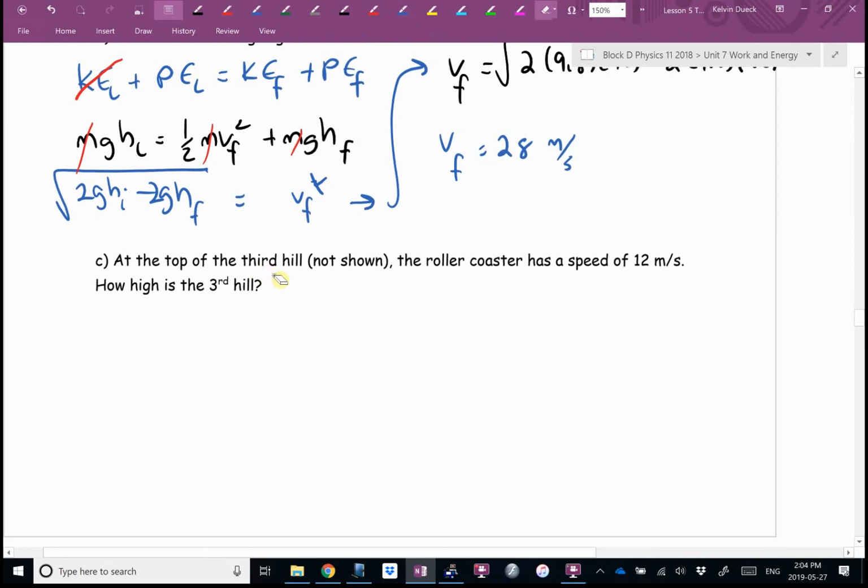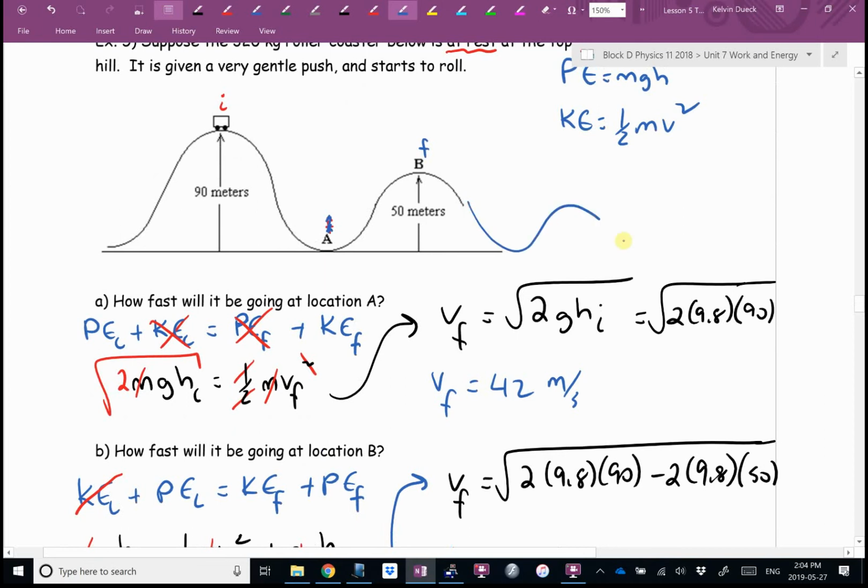Suppose there's a third hill. I didn't show it. And at the top of that, the roller coaster has a speed of 12 meters per second. How high is the third hill? So you'll need to imagine a third one there. You could draw it in, I guess, if you want to. In my mind, then, that's going to be final.